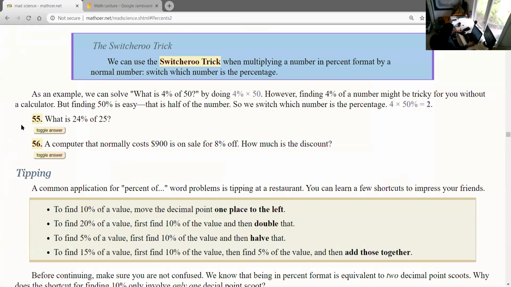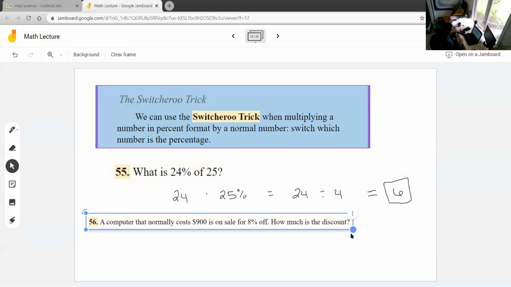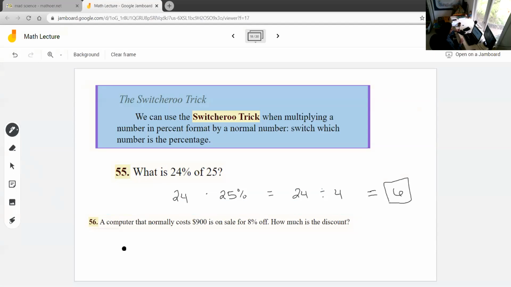Similarly, if I have what is 8% of 900, I don't want to take 900 and multiply it by 0.08. That seems harder to me to do in my head, but I can switch it and say, what is 900% of 8? Put the percent on the other number, and 900% is just 9 times something.